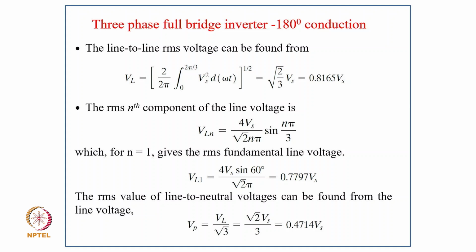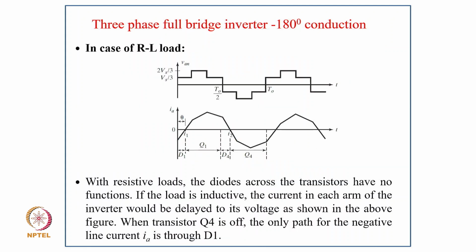that is equal to 0.7797 Vs. And the RMS value of line to neutral voltage can be found out from the line voltage, that is Vp equal to VL upon root 3 and equal to root 3 Vs upon 3 equal to 0.4714 Vs.